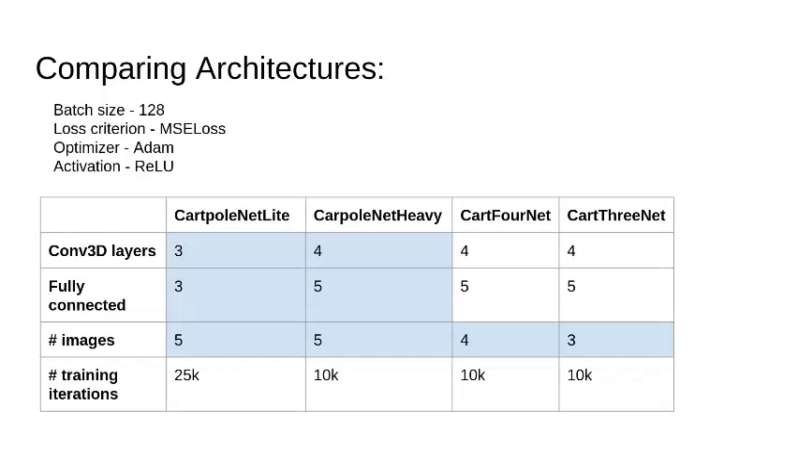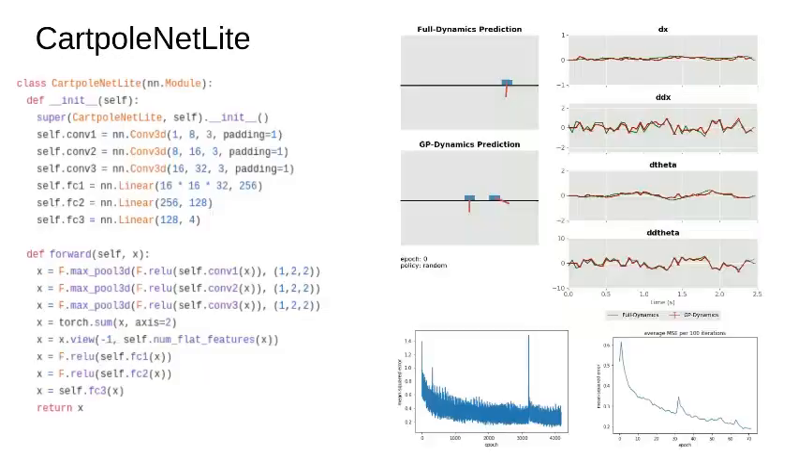So we trained a total of 4 neural networks. We started with the lightest version and then built a heavier version of that neural network, which had more convolutional layers as well as fully connected layers. And then we used the same heavier network but took in fewer images as its input, to see how many images are optimal for predicting the delta states. All of these neural networks had a batch size of 128. They used the mean squared error loss function, Adam as the optimizer, and ReLU as the activation function.